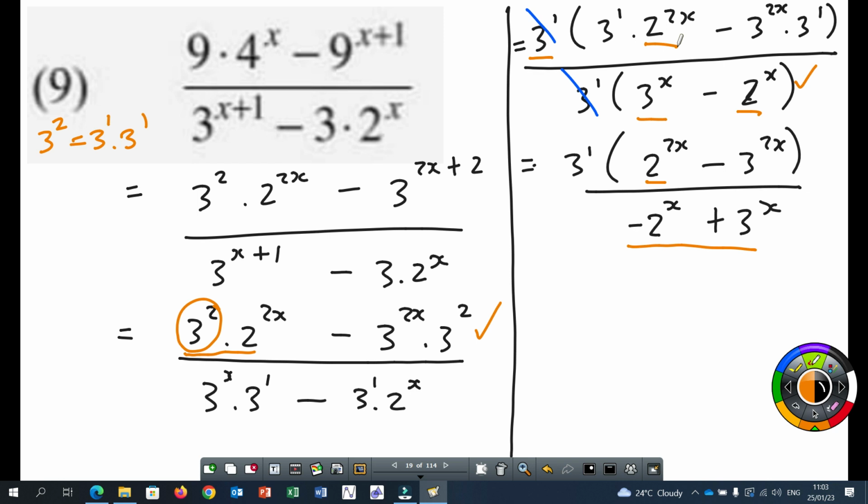From here, I took out the common factor. What's the common factor? 3 to the power of 1. So I took that 3 to the power of 1. Then inside the brackets, if you divide this term here by the common factor, you're left with 3 to the power of x. You also do the same, you divide this by the common factor, you're left with 2 to the power of x.